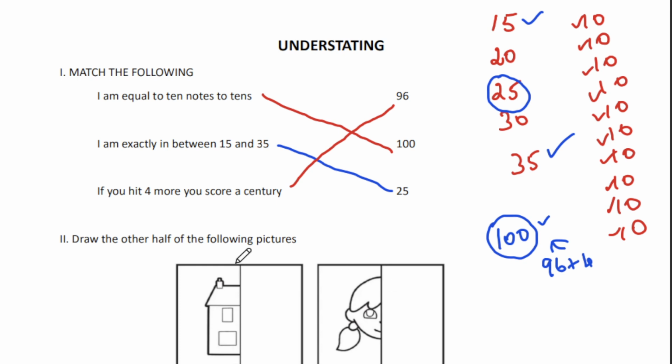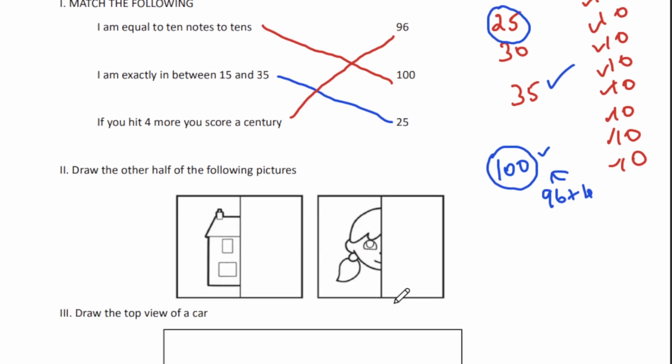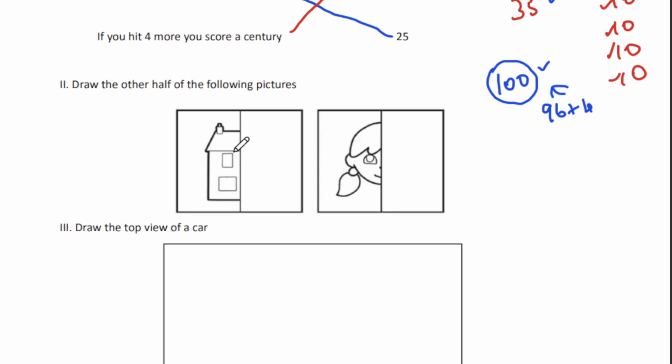Okay, next. Draw the other half of the following picture. So we need to draw the other half of the following picture. The first half is already given. So I'm going to draw the house and let's try this picture also. Okay. Take a black one. So you can try. Students, always use pencil to draw these pictures.